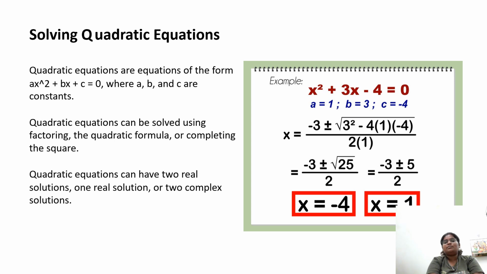Here is the example: x square plus 3x minus 4 is equal to 0, where a equals 1, b is equal to 3 and c is equal to minus 4. Here we have to apply the formula minus b plus or minus square root of b square minus 4ac, divided by 2a. Hence the answer will be x is equal to minus 4 or x is equal to 1.